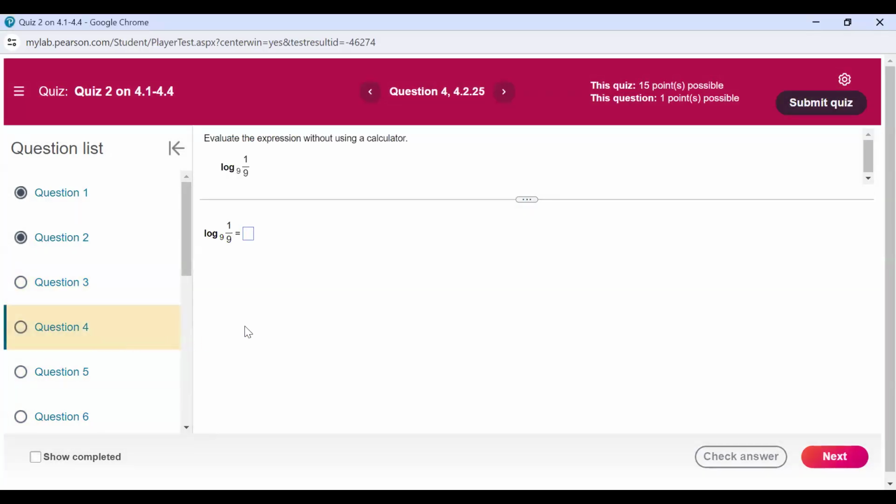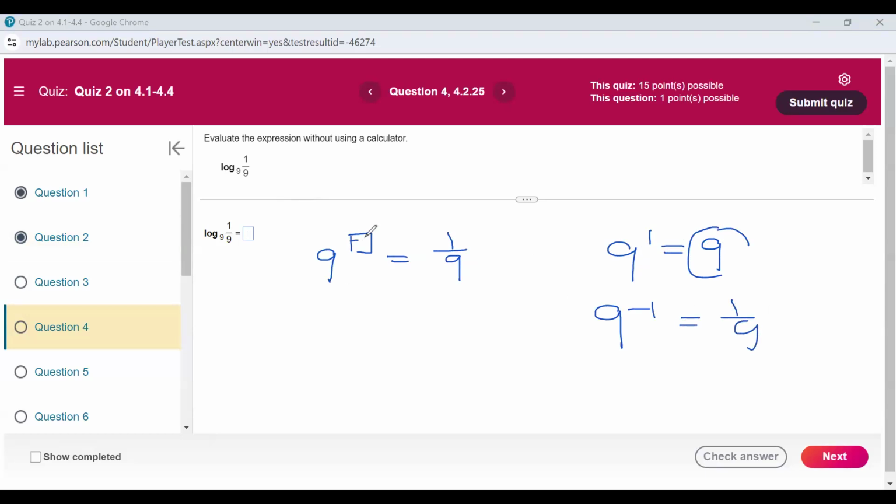Evaluate the expression without using a calculator. You could double check using a calculator, but here it's asking 9 to what power gives you 1 over 9? Well, we all know 9 to the 1 is 9. If I want a reciprocal of 9, I need this power to be negative. And so it's going to be 9 to the negative 1. So here, 9 to the negative 1, or log base 9 of 1/9 is negative 1. You could also check using your calculator. And I'll go over to my calculator right now.